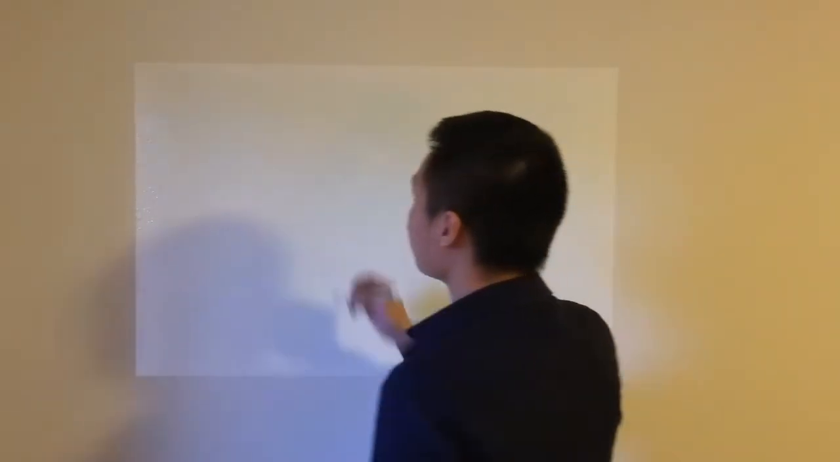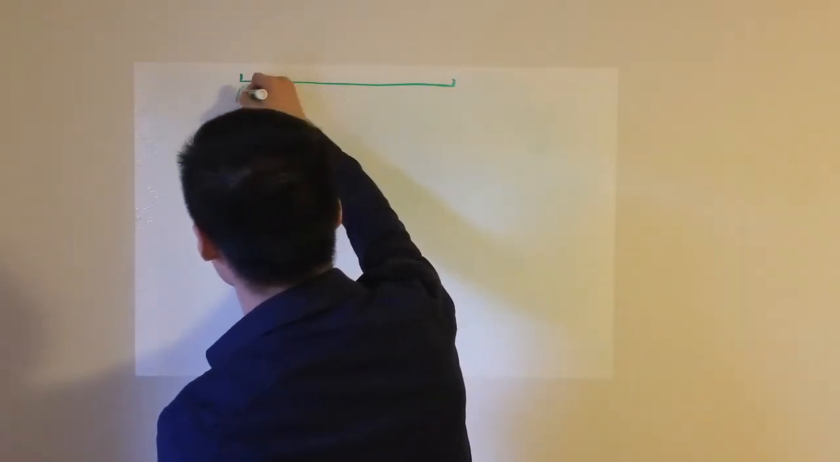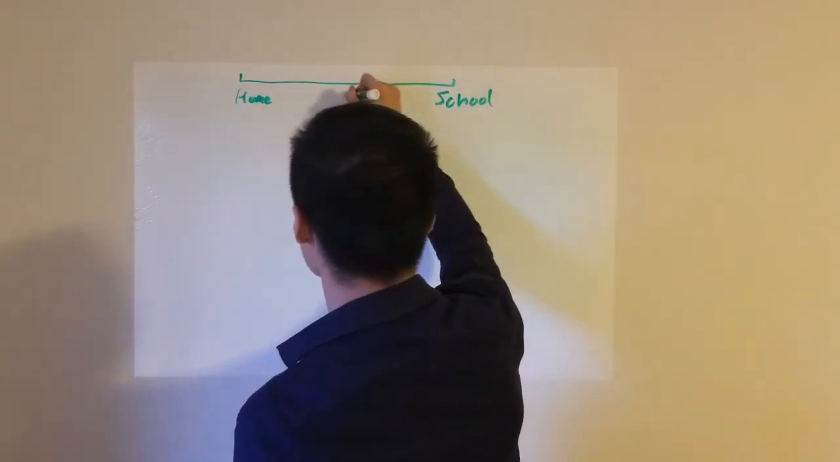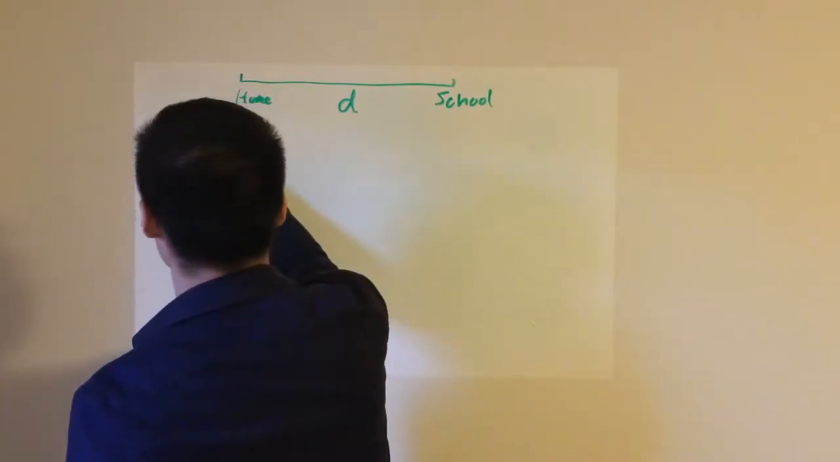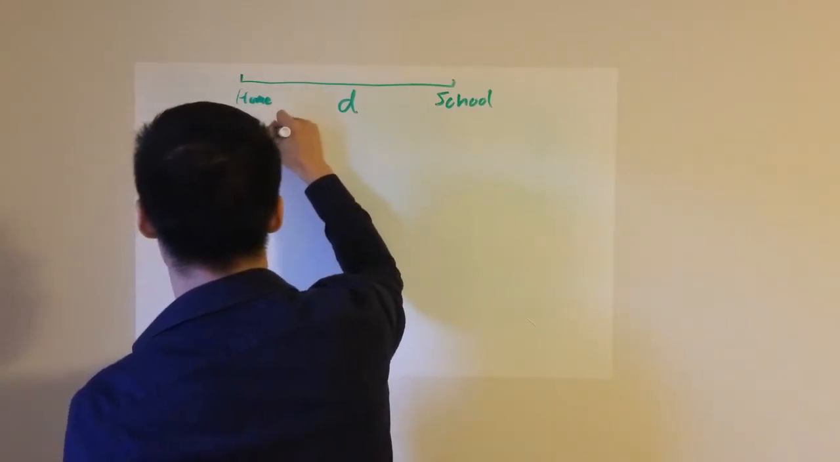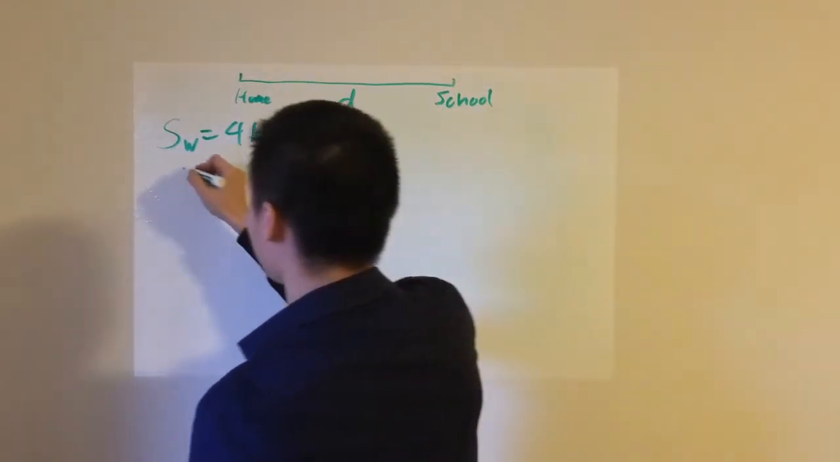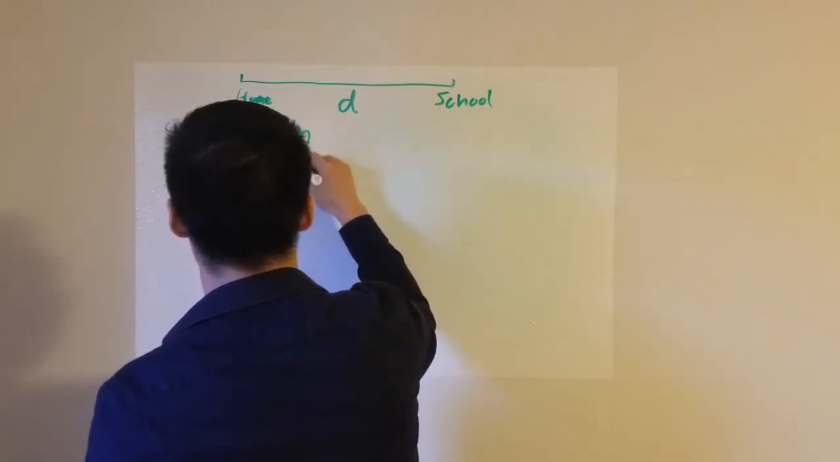Let's first understand the variables and relationships outlined by the question. We're given that the scenario is that Ginger is traveling from home to school, and it is a fixed distance. Let's call this D. And she has two options. She could either walk at a speed of 4 kilometers per hour. Let's call this SW, the walking speed. Or she could run at a speed of 6 kilometers per hour. Let's call this SR.